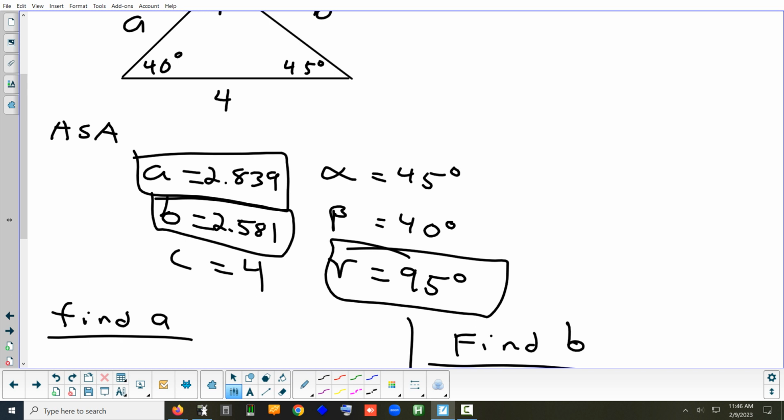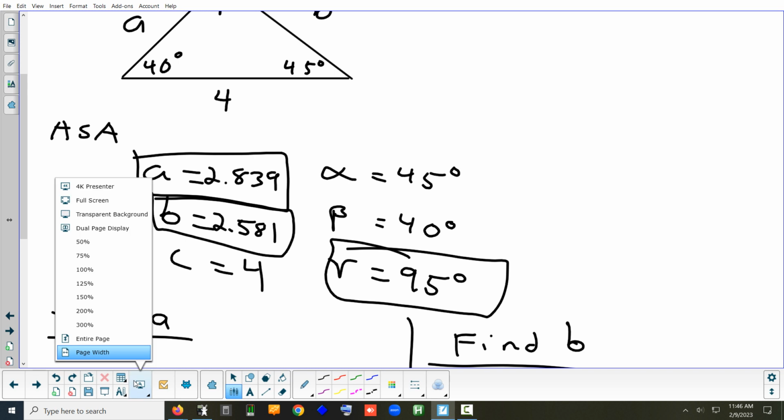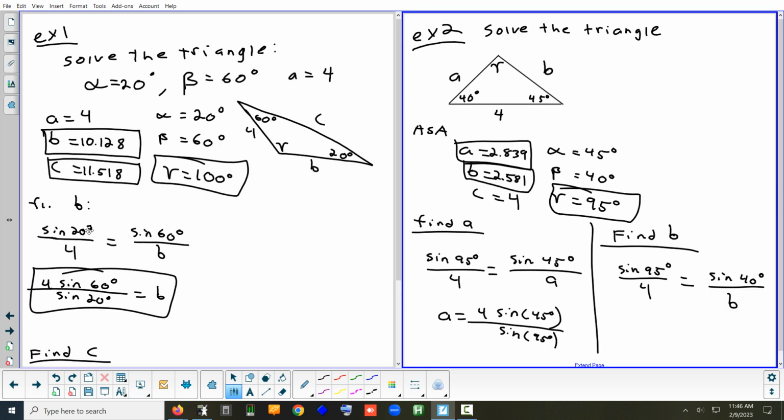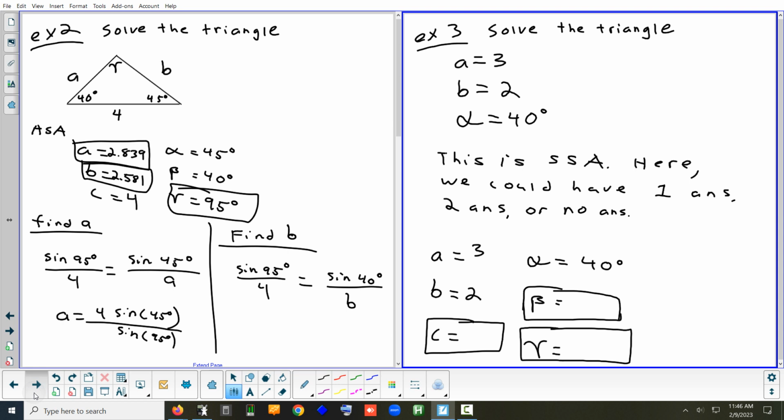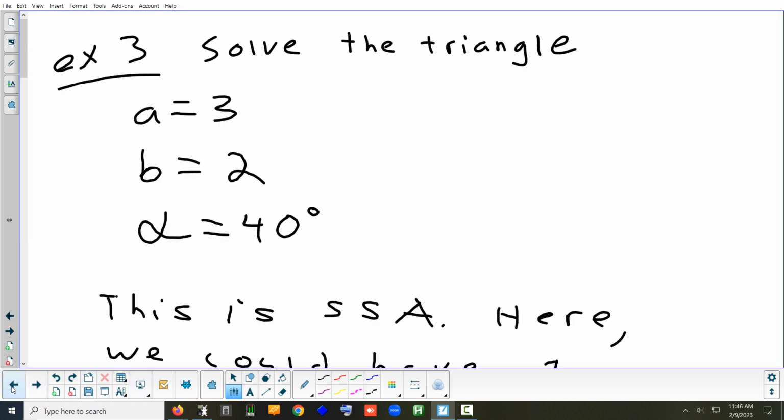Okay, so in both of these problems, we had to solve for 2 of the sides. Had to figure out 2 of the sides, which means they gave you 2 of the angles, which really means they gave you all 3 angles because you can get the third one very, very quick. Now, the last type, last question, is a little different.